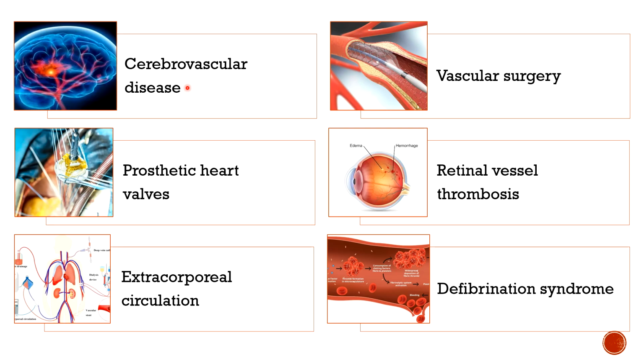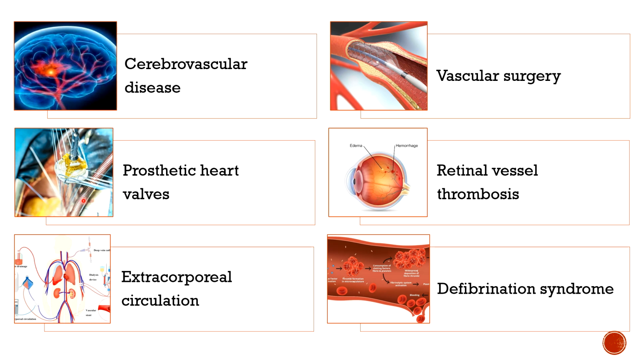Next will be cerebrovascular disease, meaning disease related to the brain. If any clots are formed in the brain, to reduce that clot, or if clots are going to form, for prophylactic purpose we use warfarin. And it is also used in vascular surgery, meaning any surgery on blood vessels, and prosthetic heart valves.